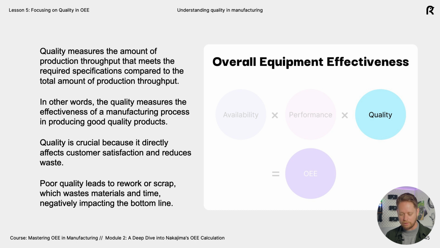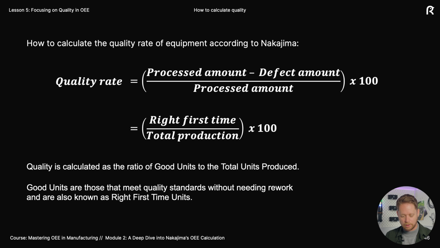Quality is crucial in manufacturing because it directly affects customer satisfaction. Poor quality also leads to rework or scrap during the production process, which wastes materials and time, negatively impacting the bottom line. Quality is calculated as the ratio of good units to the total units produced. Good units are those that meet quality standards without needing rework and are also known as right first time units.